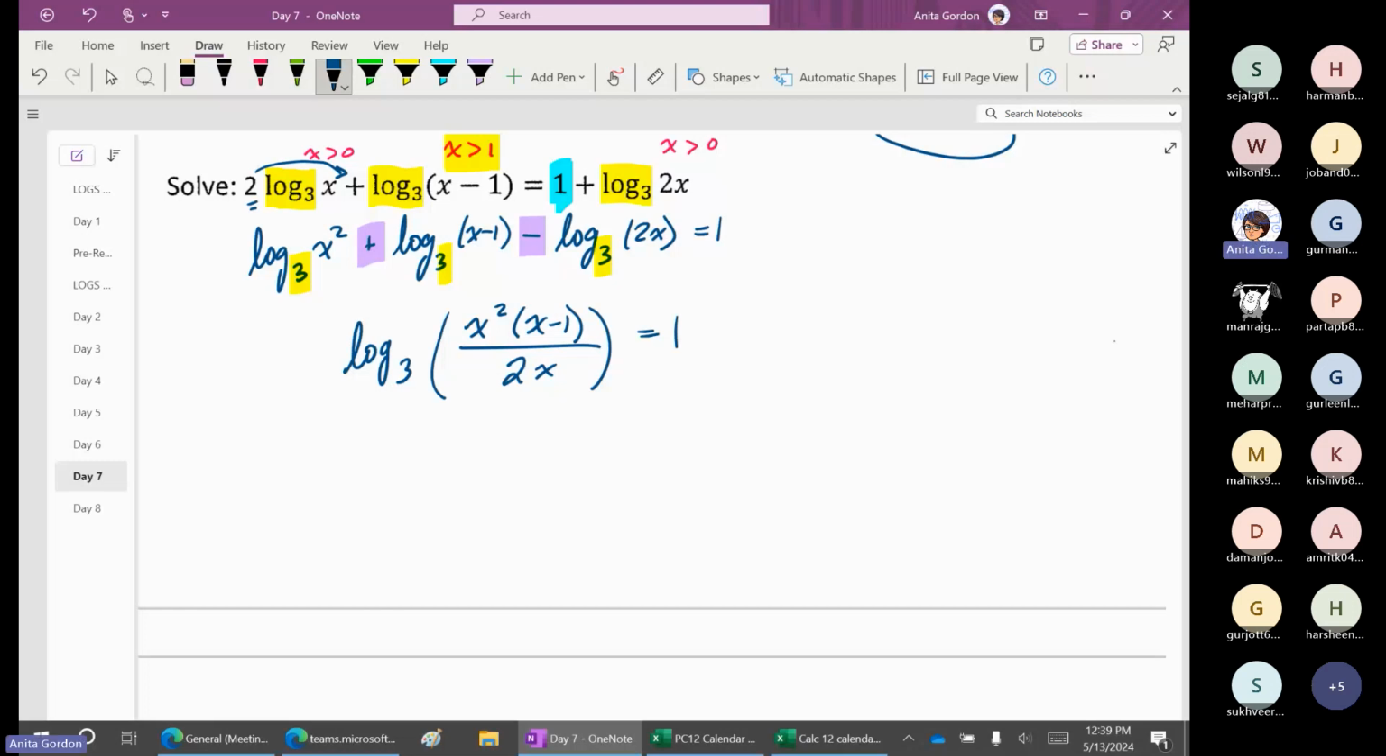I'm looking for x. Amber. Almost. Say that again. The stuff inside the bracket equals 3. How did you do that? Yeah, we rewrite it as an exponential first to get those brackets free from the log, and then we'll do what Amber suggested, right? Make it an exponential first. This is x squared times x minus 1 over 2x equals 3 to the 1.